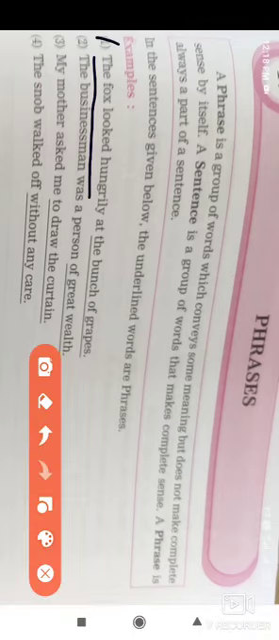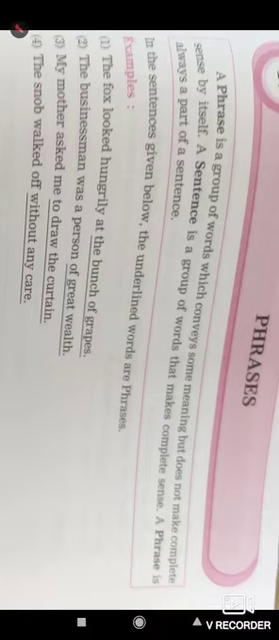Okay. The first example is: The fox looked hungrily at the bunch of grapes. So here in this sentence, the bunch of grapes gives some kind of meaning, that there is a bunch of grapes, but it does not give us information about the fox or its hunger. When we read the complete sentence, only then do we get the complete meaning. So the bunch of grapes is a phrase which is used in this sentence, okay.